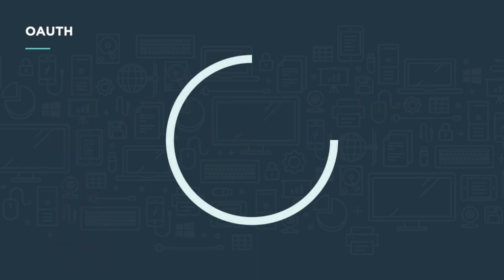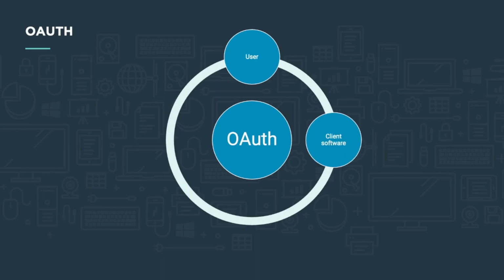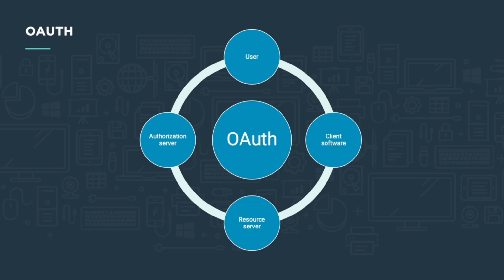OAuth has a few main components. It starts with a user wanting to access multiple apps without creating many new accounts. Next, you need the client software app on a computer, mobile phone, or any other smart device. You also need a resource server that the user and client are trying to access, and an authorization server that provides a token for the user and client to access the resource server.